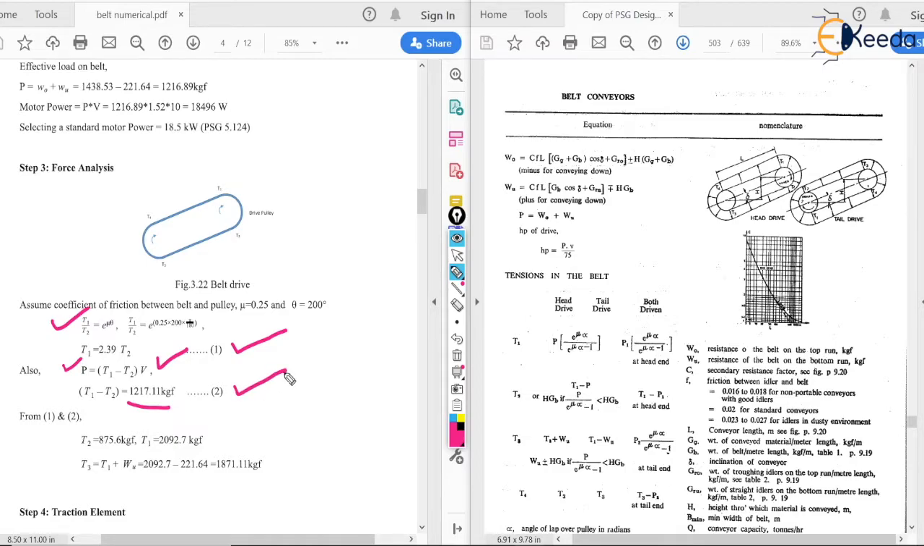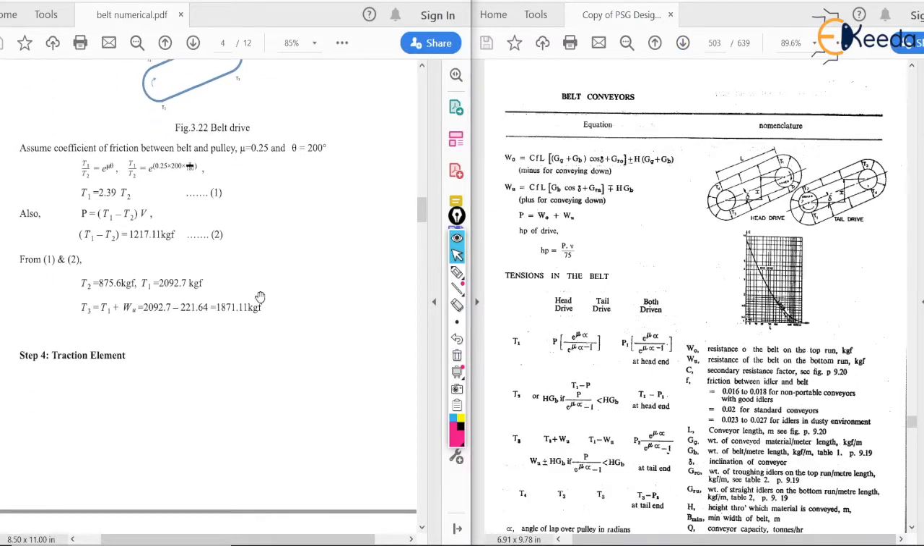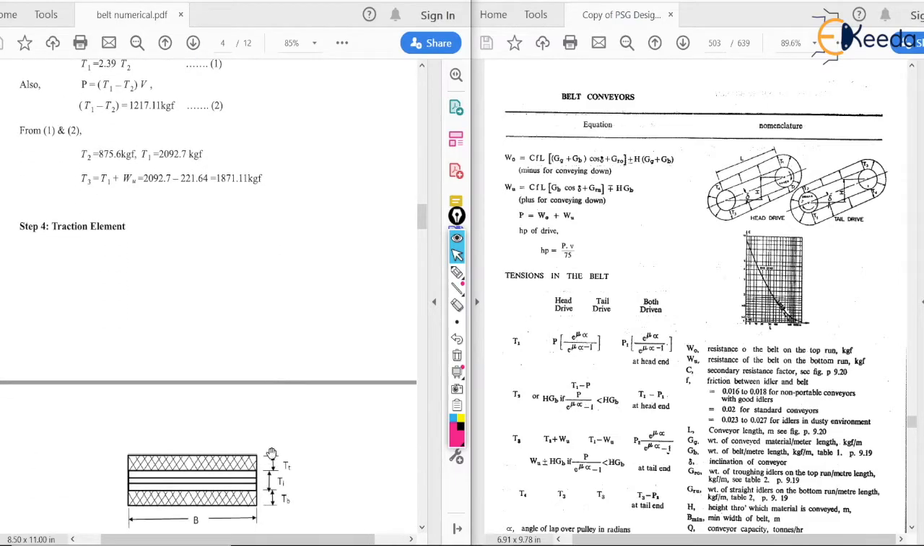Now next we have the T2 and T1 values. We have calculated T2 and T1, and from these values we can calculate T3 and T4. So here T3 is equal to T1 plus WU. The W is already calculated by us. Now T1 is 2092.7, so we have taken it, and we got T3 also. Regarding T4, T4 is equal to T3 only. So this was regarding the force analysis, or the tensions in the belt. Now next we are going to move to the traction element.